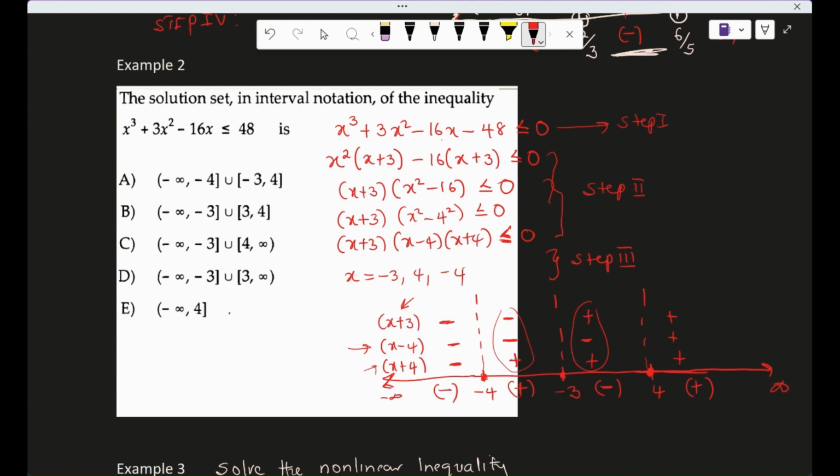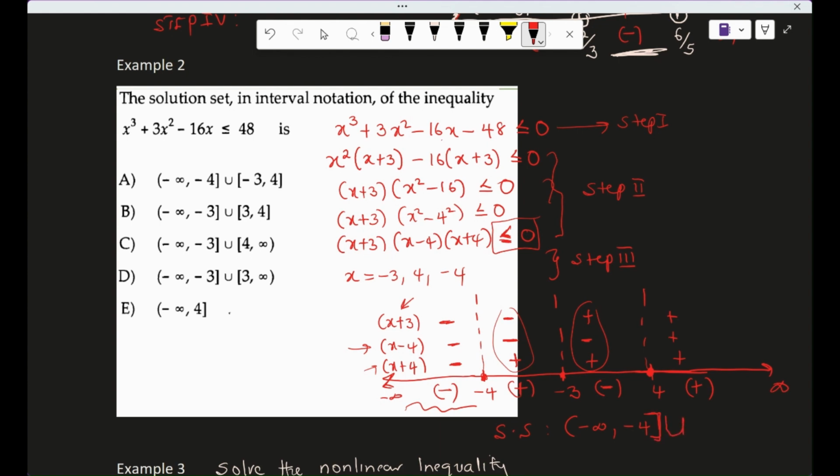Now, what is our solution? For the solution, we will take the part that is less than or equal to 0. What does less than or equal to 0 mean? It means it is negative, but it can be 0. So we're going to pick the intervals where we have negative, like the first interval here. So we will pick minus infinity to minus 4, but it's going to be closed, right? Yes, because minus 4 is included.